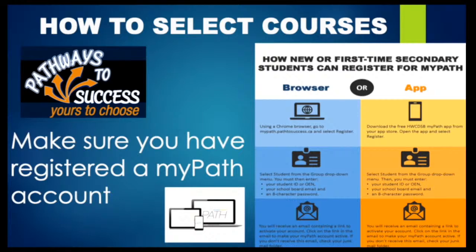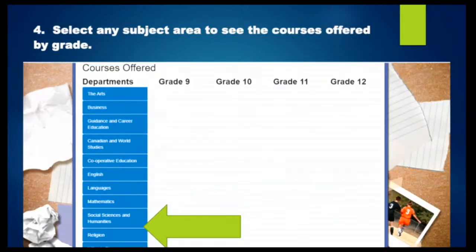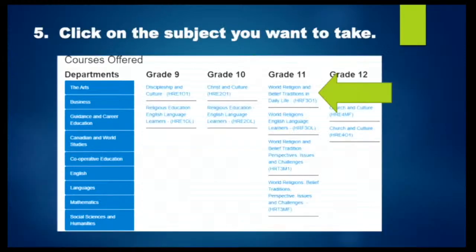And for the rest of you, just to recap on how to pick classes, you need to first log into your MyPath account, select school courses, and then select Cathedral High School. You'll see, if you're using the computer, all the subject areas on the left-hand side. If it's on your phone, they come up sequentially. There are several courses in grade 11 offered at each subject area, so if you click on a subject area, you'll see the courses that are offered by grade.